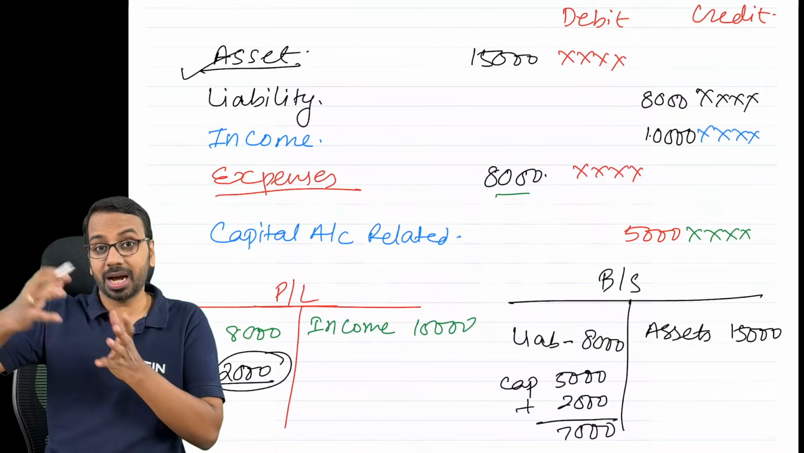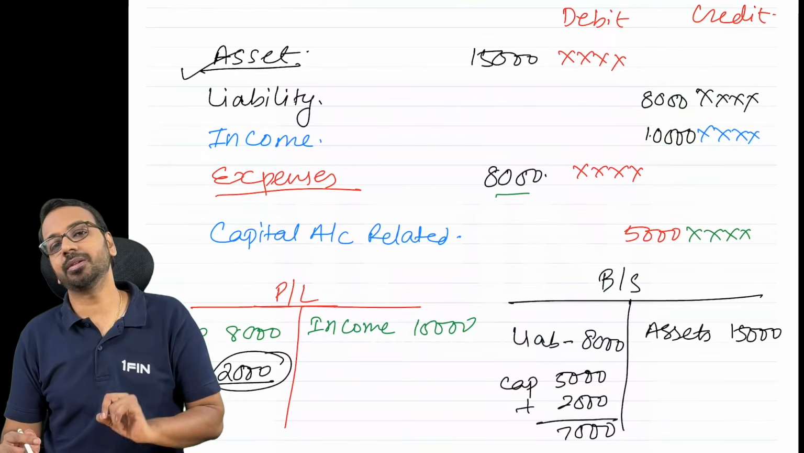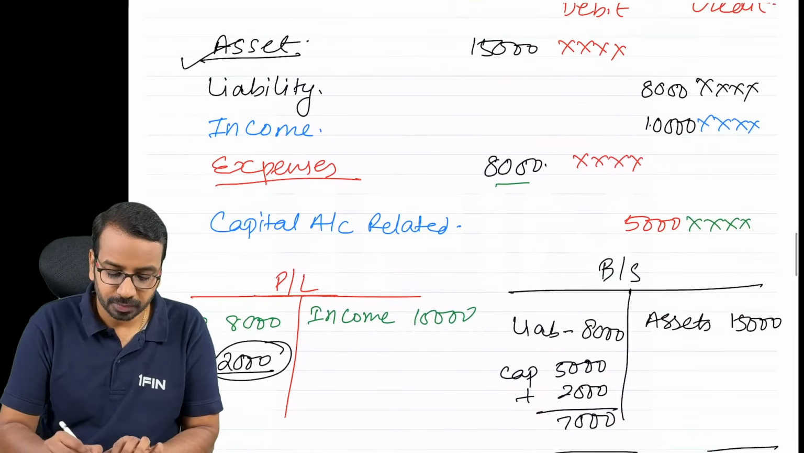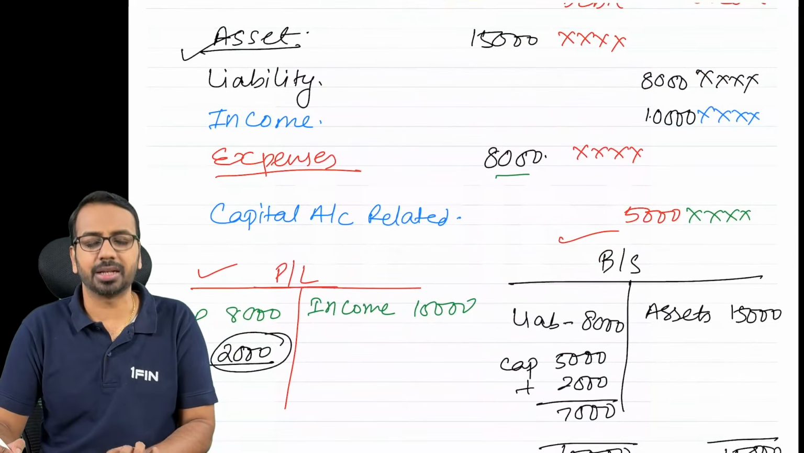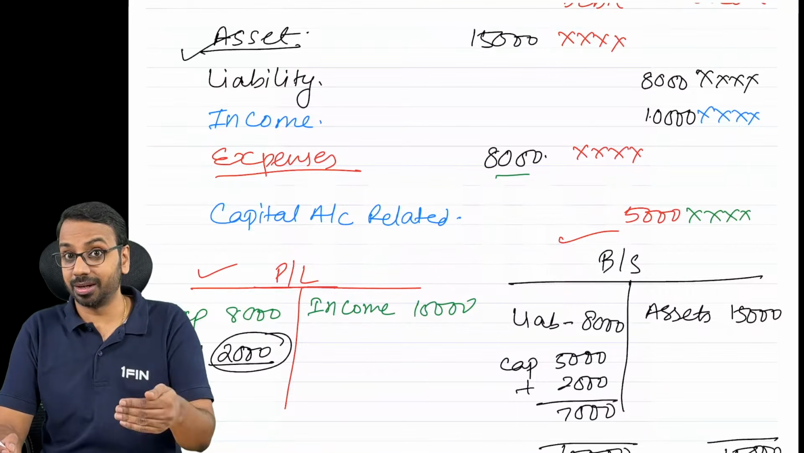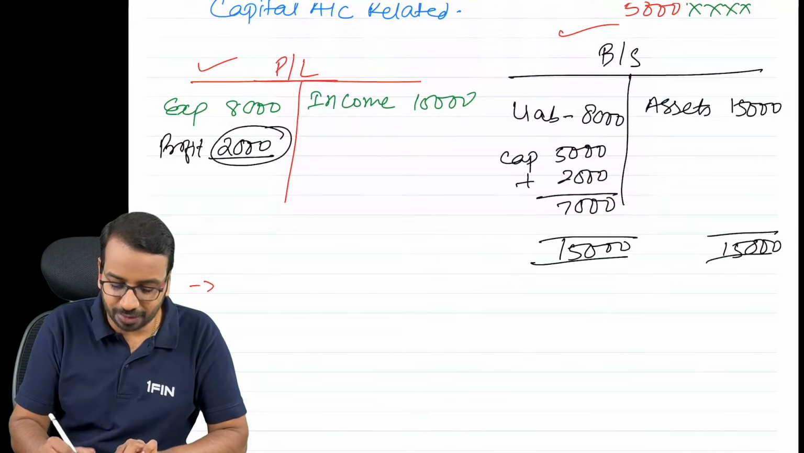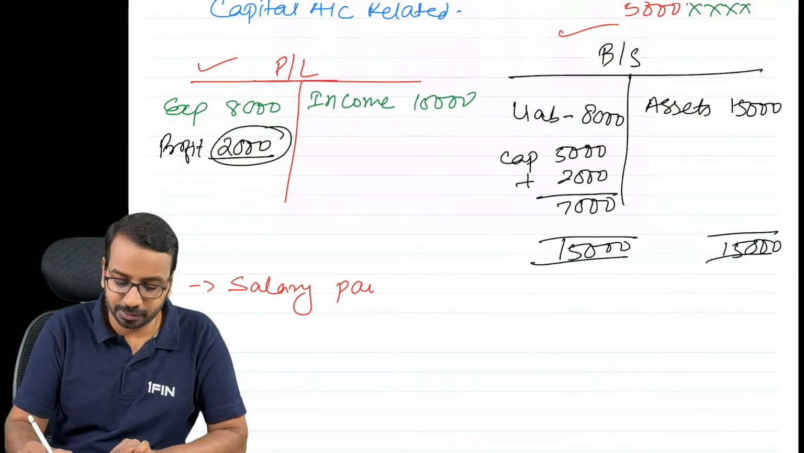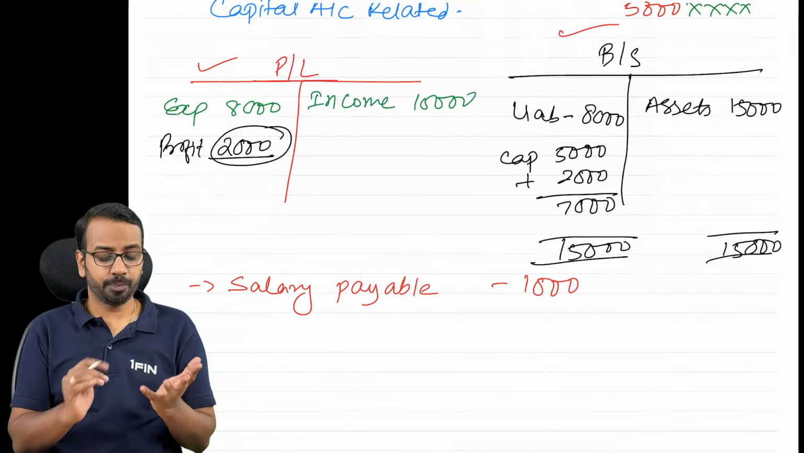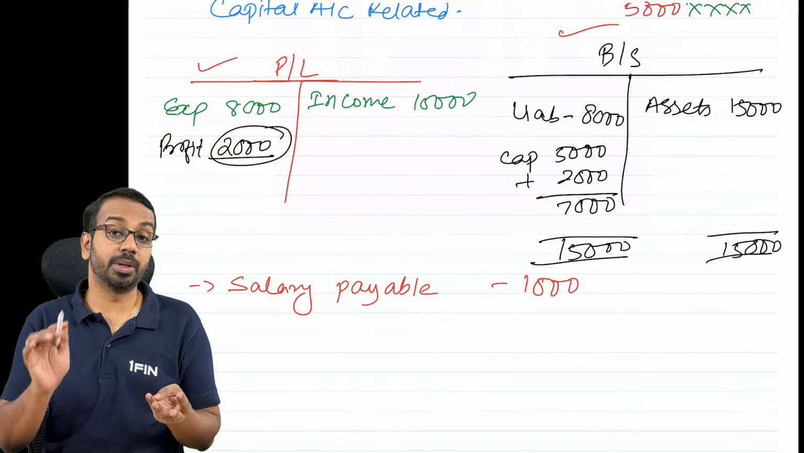Okay. So once we start reducing our mistakes, you will definitely have better confidence in tallying the balance sheet. In a typical question, you have a trial balance from which you have to prepare the P&L and balance sheet, which will always tally. But sir, we have adjustments. Adjustments are given after the trial balance. Let us say salary payable 1,000.